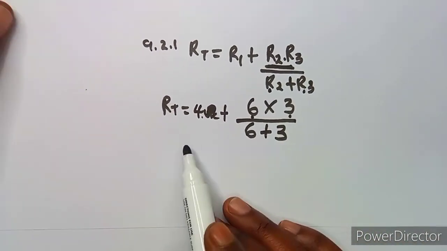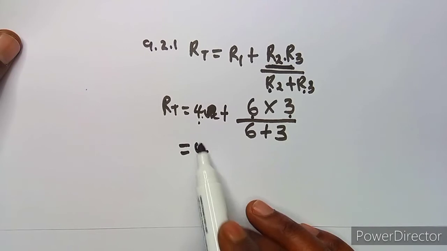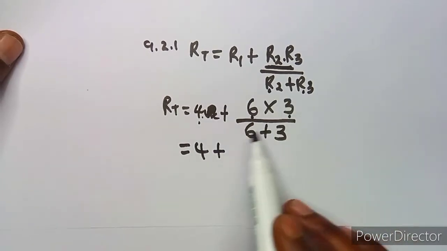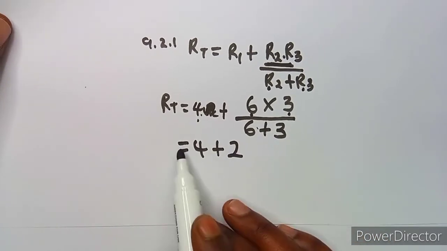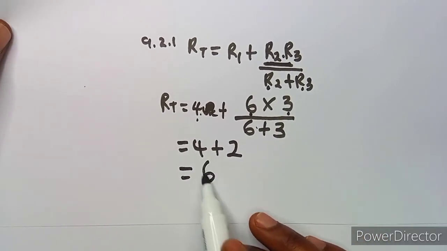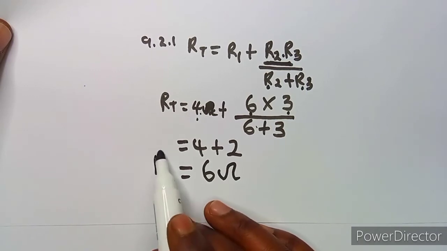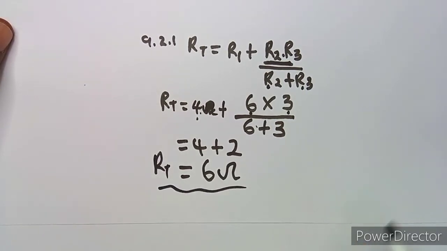All right, so if you simplify, this is going to be 4 plus, and if you simplify this fraction, you're going to obtain 2. So 4 plus 2 is 6, which gives you 6 ohms. All right, so that is your RT, which is the equivalent or the total resistance of the circuit.